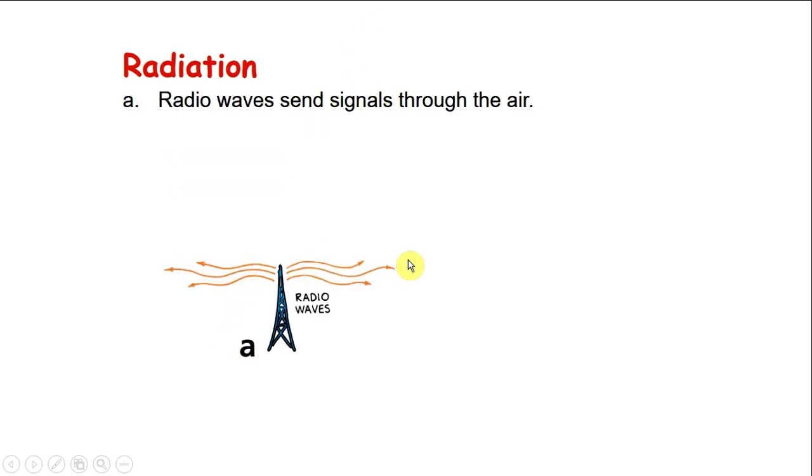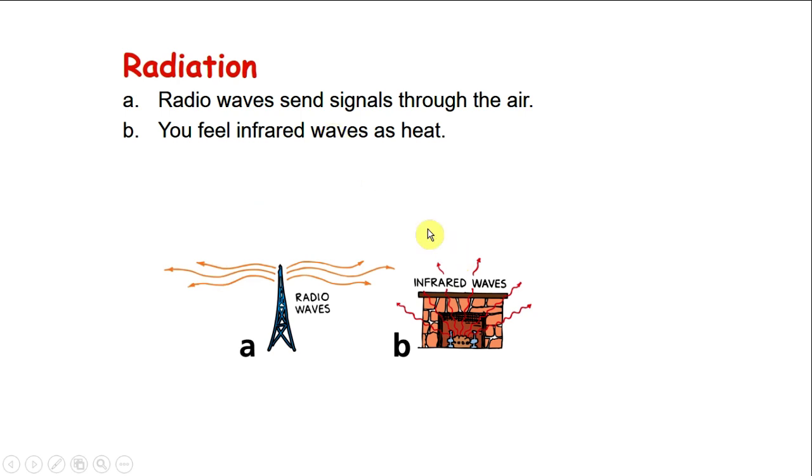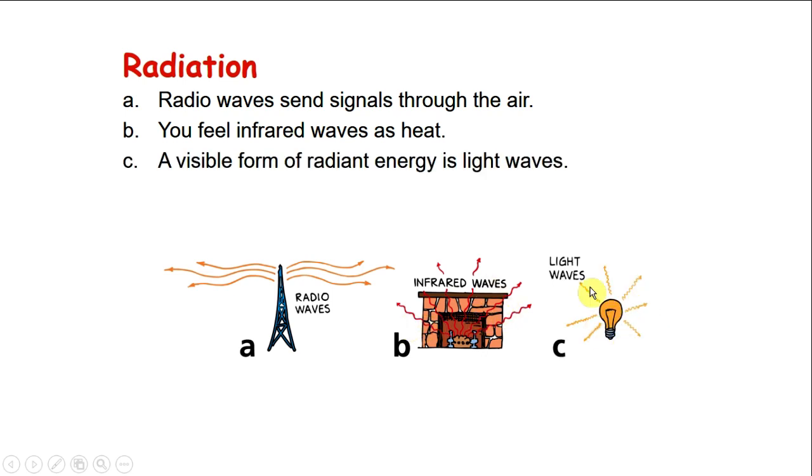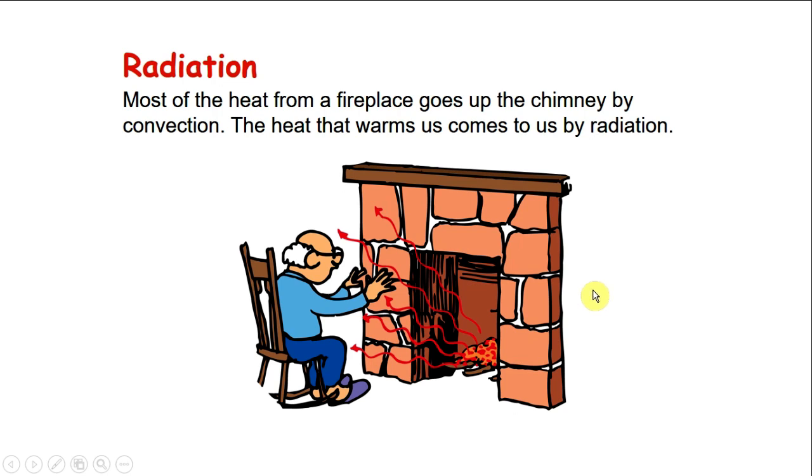Examples: radio waves send signals through the air and empty space. We feel heat in the form of infrared waves. Visible light is also a form of radiation energy. Now, most of the heat from a fireplace goes up the chimney through convection. However, some of the heat will come to us through radiation.